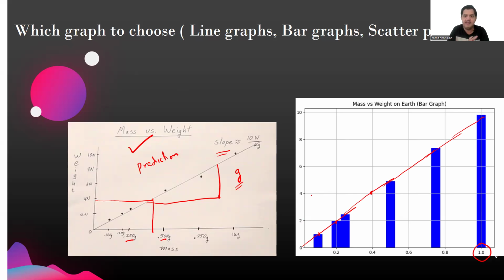So this is how line graphs are more utilized as compared to a bar graph or a scatter graph. It depends upon what your context is, and hence you can decide which graph to choose. Okay, let us move on to the next one.